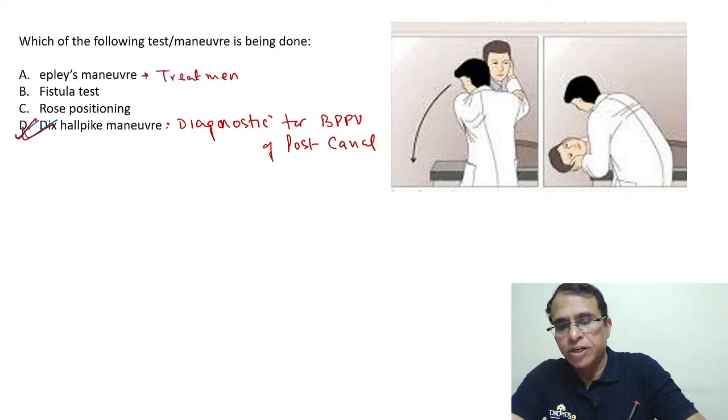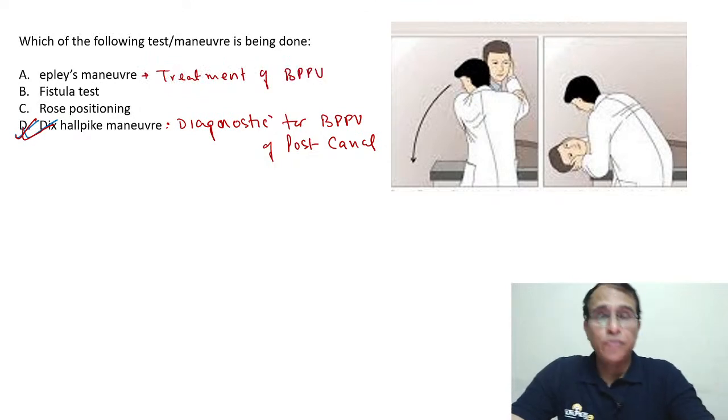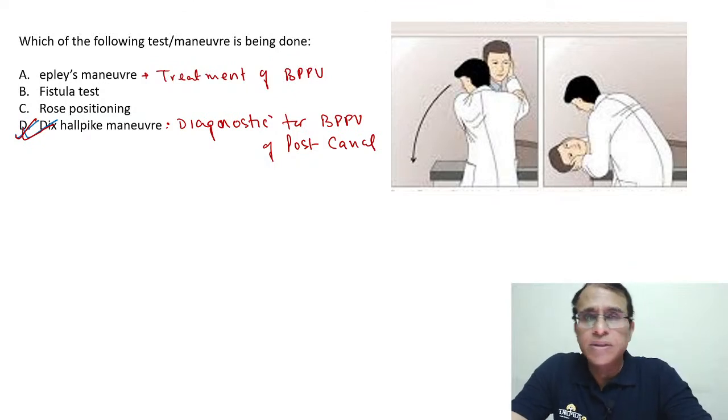Appley's is done for treatment of BPPV. The image of Appley's is also very important, so please look at the image. If you have the eGurukul app, you can go and look at the chapter. All the images are given there. There are a lot of images in ENT, and I can vouch that all the important images are given in your app. So if you have the eGurukul app, you have no problem. You can just go through all the important images. But these two images, Appley's as well as this Hallpike, are very common.